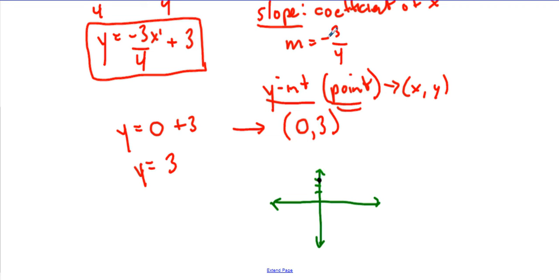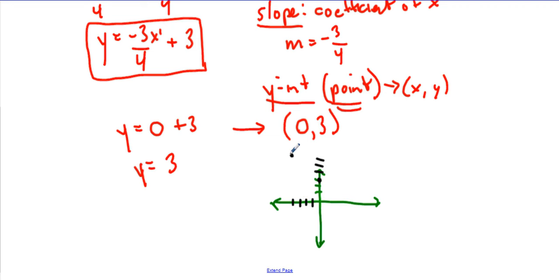So you can either put this negative on top or bottom, but only on top or bottom. So I'm going to put it in the bottom. So I'm going to go rise over run. So rising 3. 1, 2, 3. All right. And we're going to do running to the left 4, because if it's left it's going to be negative. So we're going to go 1, 2, 3, 4. And we have a point right here.